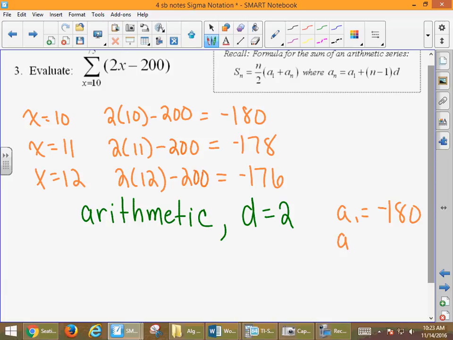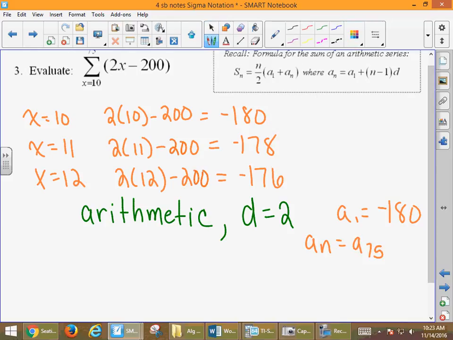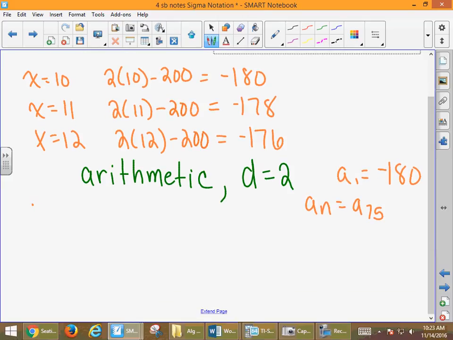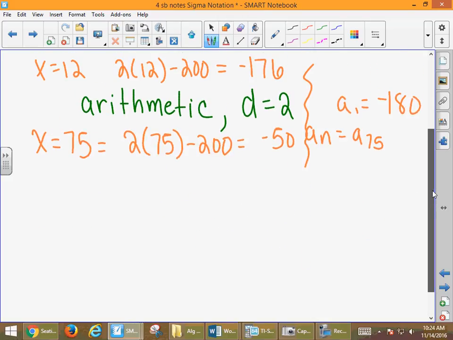We need to figure out what a sub n is. In this case, in particular, we're looking at what does a 75 equal? So we can come back over here to the left of our paper, and we can say, well, when x is 75, what are our values there? So we're going to put 75 back into our function. 2 times 75 minus 200. And when we do the math of that, we end up with negative 50. Separate that out. So we get negative 50.